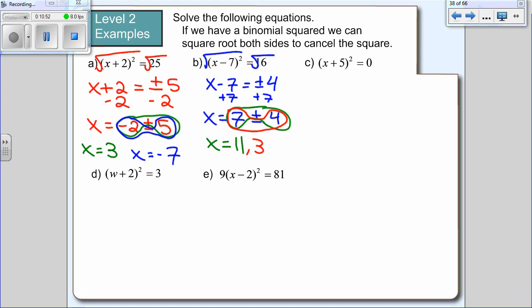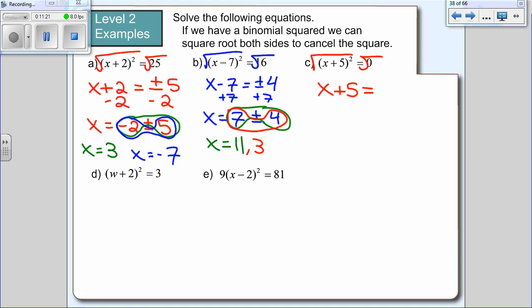I'll show you a situation where we stopped earlier. It will happen. Which is the next one? No, the next one will work out as well, but the one after that one. So if we do C, we have something squared equals a number. Get rid of the square. That means you have x plus 5 equals, what's the square root of 0? 0. You have plus or minus 0.